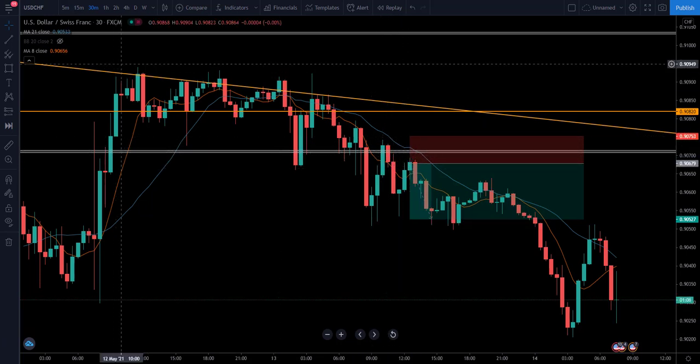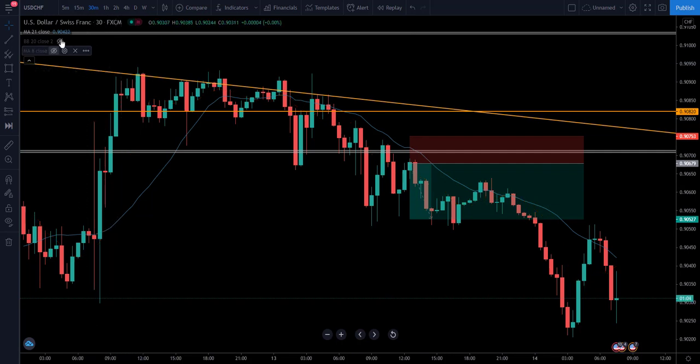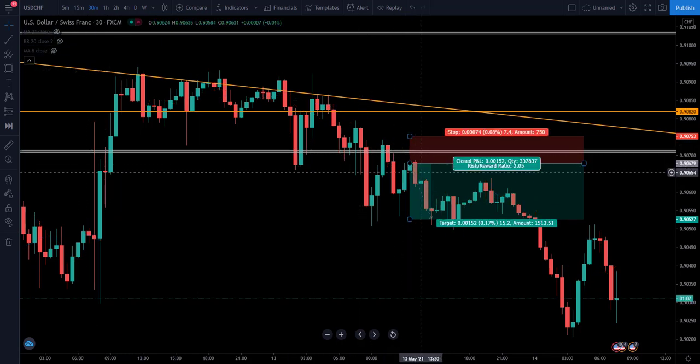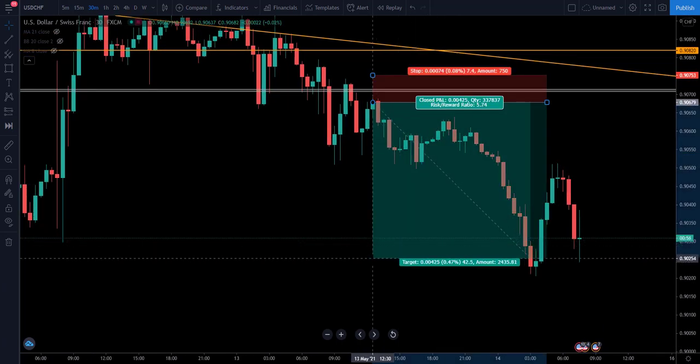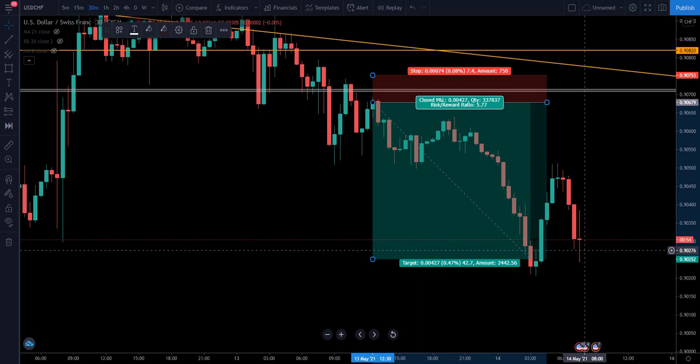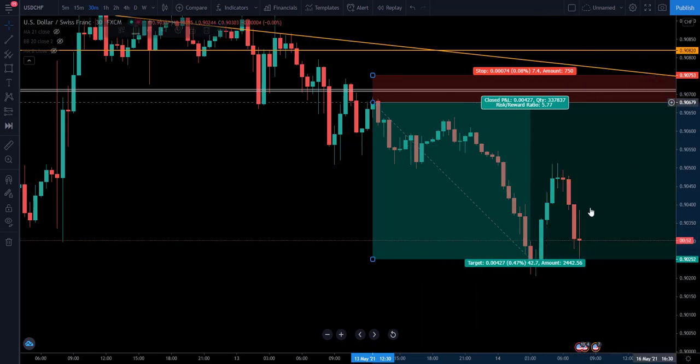Can you see that? So you had enough confluence factors to know that the price was going to just keep coming all the way down. And if you were patient enough, you would have had up until now a very, very, very good risk to reward ratio.